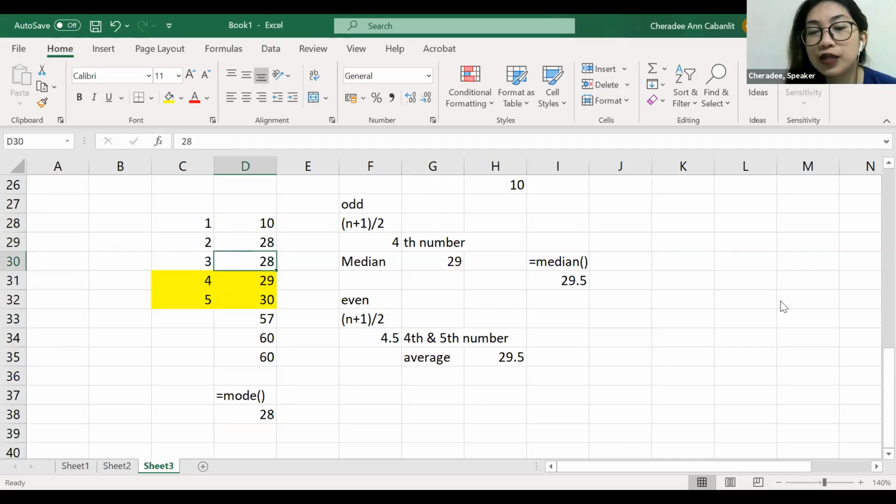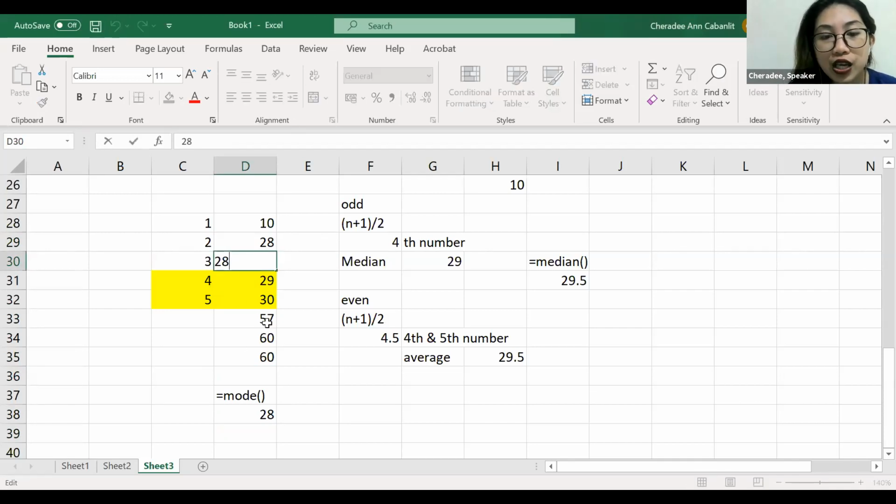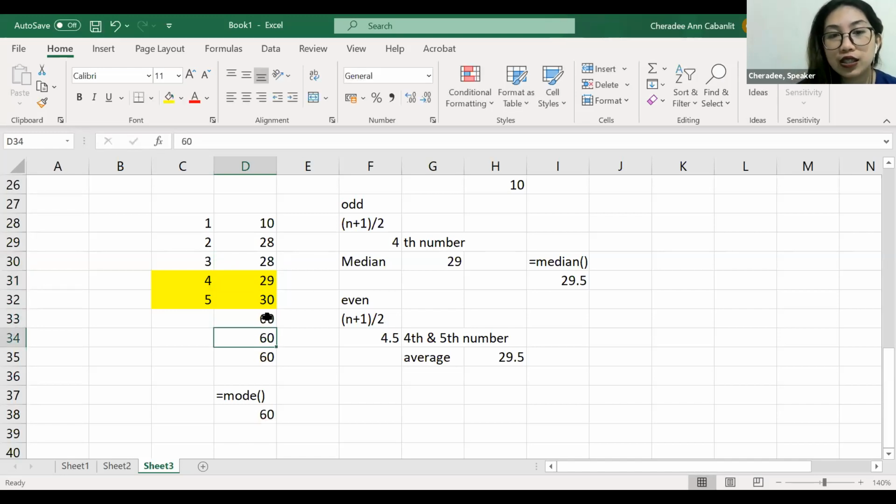So there are also limitations to Excel, because Excel is going to return only the value that comes first. So you have to recheck from time to time. Let's say 60 occurs 3 times and 28 occurs 2 times, then 60 becomes the mode. But if both have the same count and 28 comes first, 28 becomes the mode. You can only compute one mode in the computation.